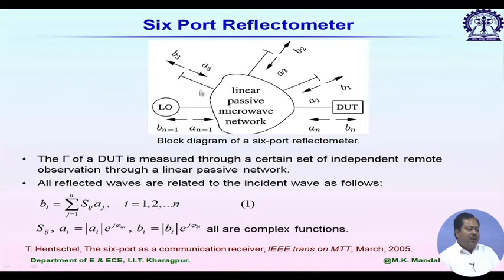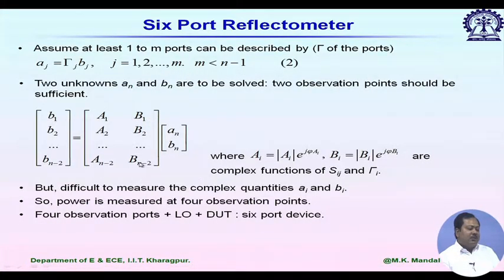If I go back here, this linear passive network, we can simply measure its S parameters by using a vector network analyzer, right. From that we can then calculate the coefficient values starting from A1 to An minus 2 and B1 to Bn minus 2. Obviously, they are a function of these S parameters. They are complex quantities, and we can represent them in magnitude and phase form. They are a function of both the S parameters and gamma i.